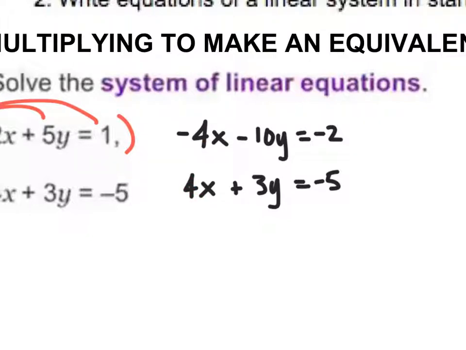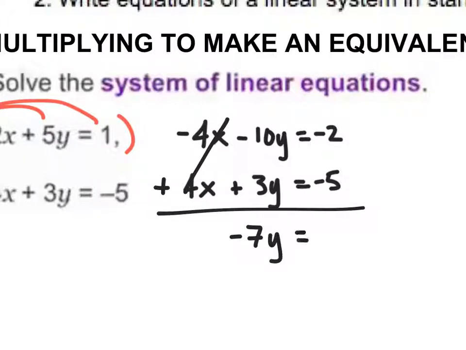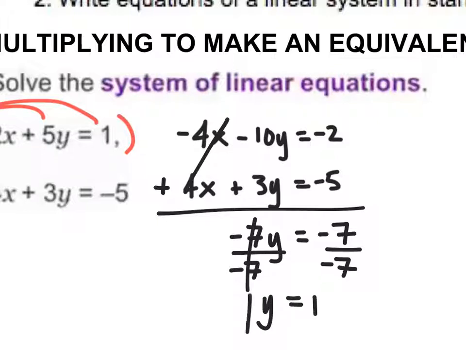So let me add these together like we did in the previous video. Those are going to cancel out, and now I've got -10y plus 3y gives me -7y is equal to -7. Now I'm going to divide everything by -7 on both sides. So the -7's divide out, and I get that y is equal to +1.